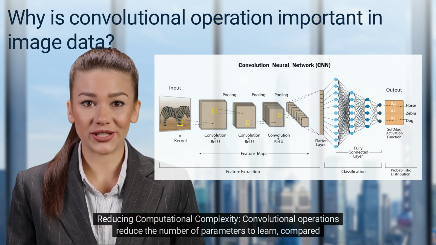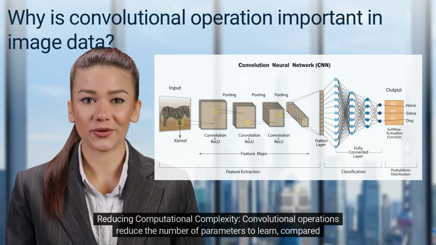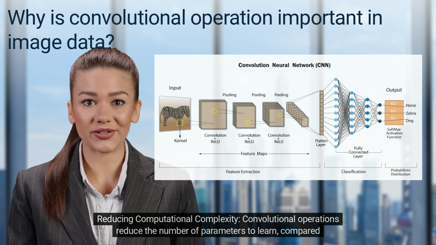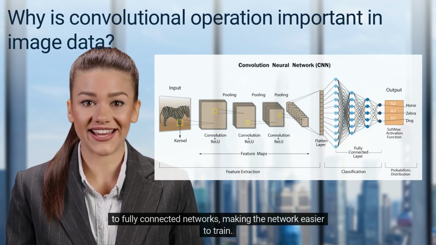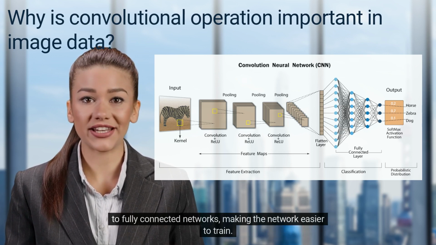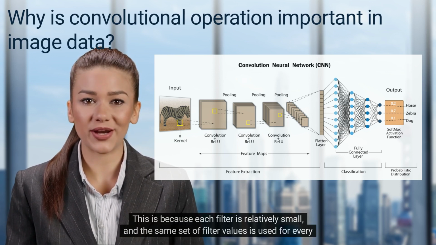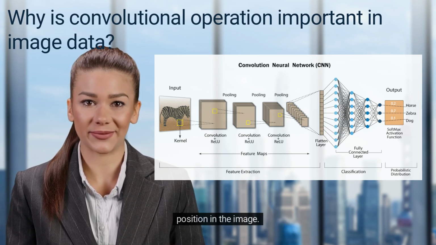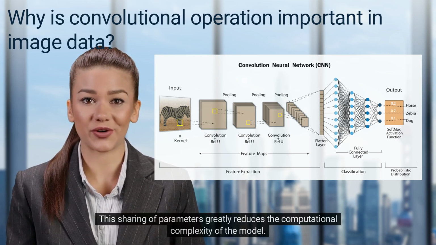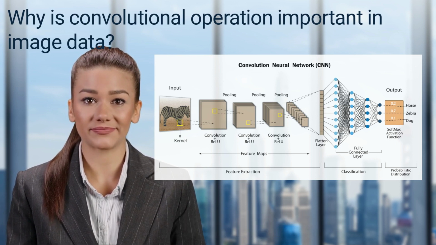Reducing computational complexity. Convolutional operations reduce the number of parameters to learn, compared to fully connected networks, making the network easier to train. This is because each filter is relatively small, and the same set of filter values is used for every position in the image. This sharing of parameters greatly reduces the computational complexity of the model.